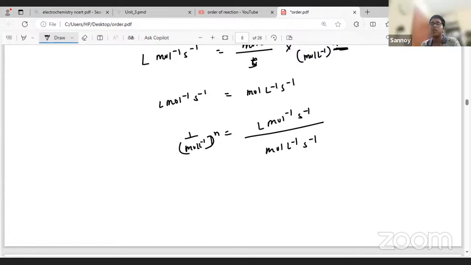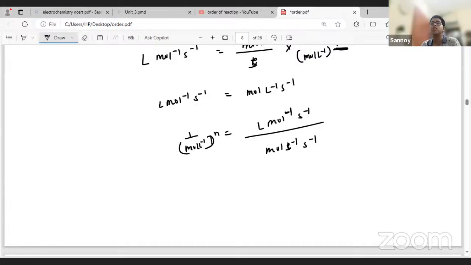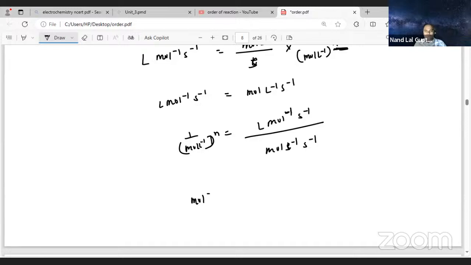Mole, liter, second. We cancel out. No, no, no, no. Mole is not going to cancel out. Second is going to cancel out. We have to put in this power, actually. Yes, sir. Mole. It will give the value, it will come the value 2.